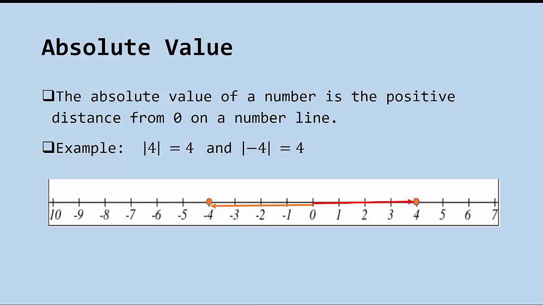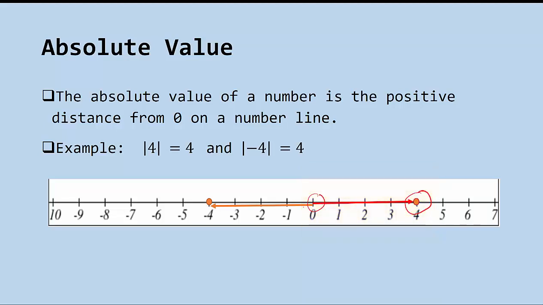In this video, we're going to talk about absolute value equations. To do that, we first need to go back and discuss the term absolute value. We know the absolute value of any number is the positive distance from 0 on a number line. So for example, we have here the absolute value of 4 is equal to 4, because if you take the number 4 on the number line, it's physically 4 units from 0.